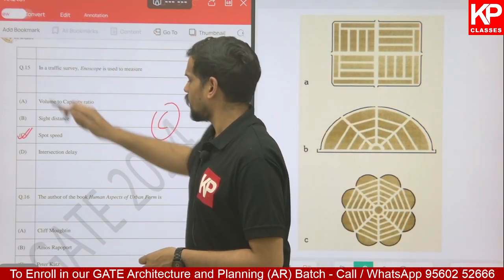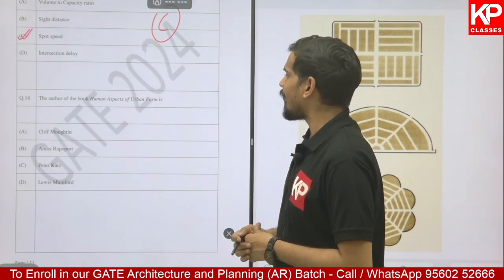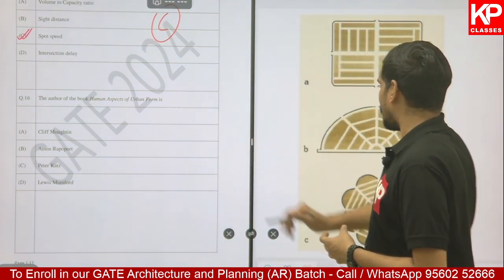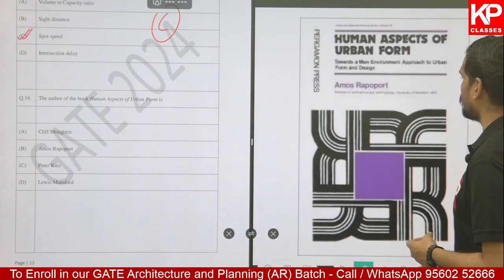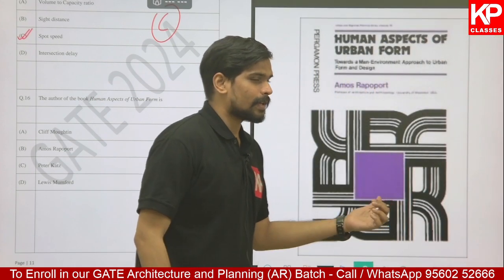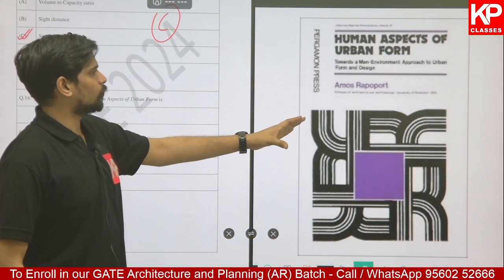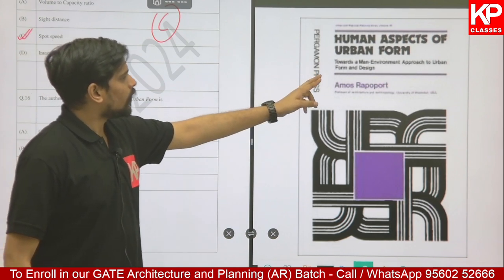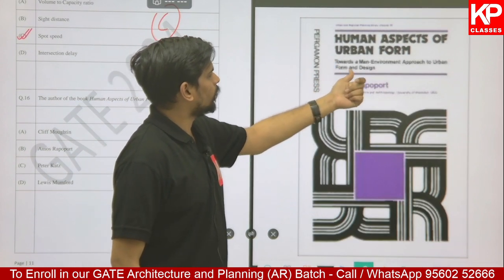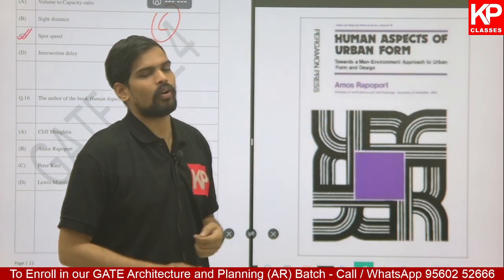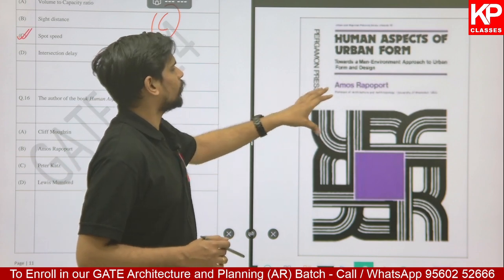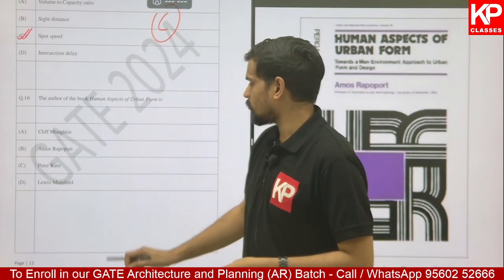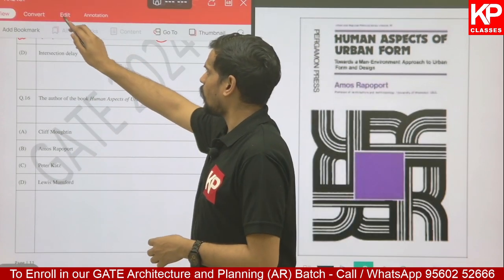The next one over here, the author of the book Human Aspects of Urban Form, it's a very famous book in urban design. So they have asked the author of this particular book. You can see the snippet of the cover page of this book, Human Aspects of Urban Form. It is a book on urban design, which also has a tagline of towards man-environment approach to urban form and design. So this was written by architect and urban designer, urban theorist, that is Amos Rappaport. The answer for this would be option B.